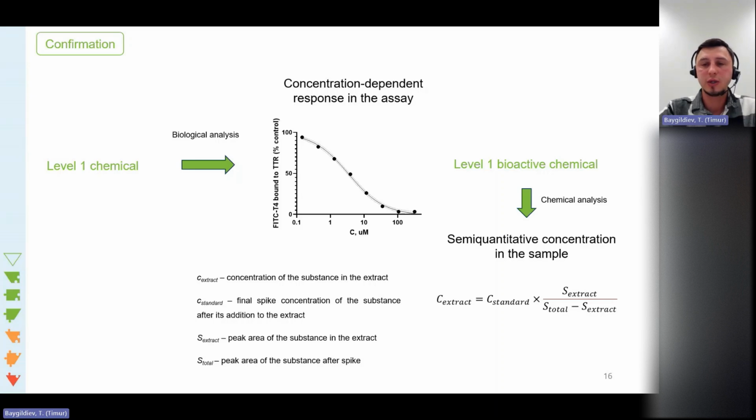In our case, we did it with the standard addition method, and the equation for that is presented on the slide. With the known IC50 or IC20 of this chemical in the bioassay, and its semi-quantitative or quantitative concentration, the contribution to the fraction response can be calculated, and we can know if there is a need for further examination of the data.